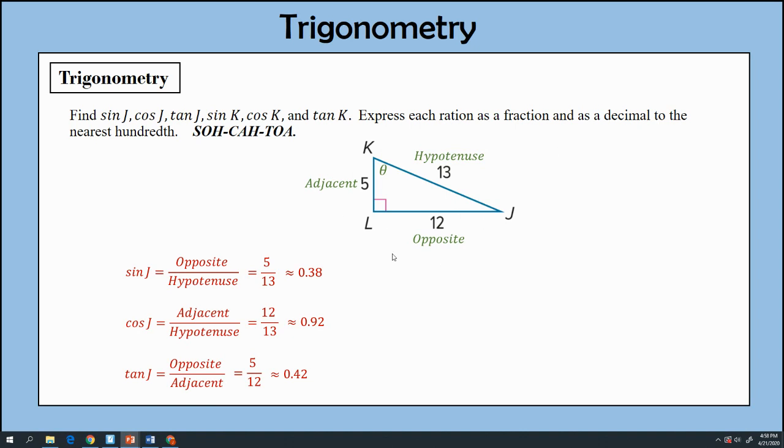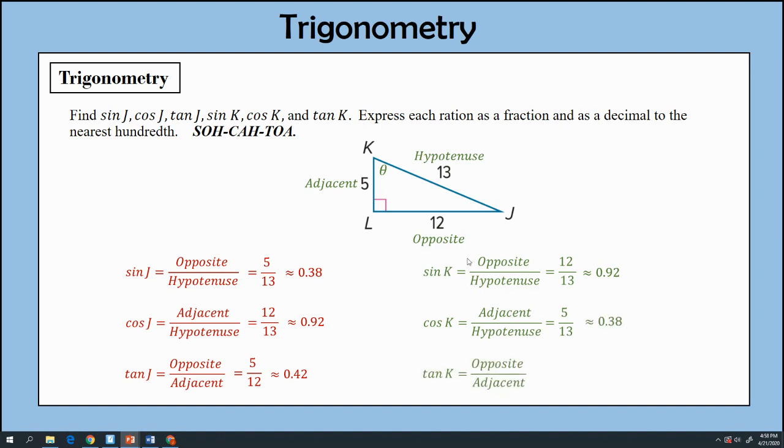But we're going to use the new labels though, and we're going to find the sine of K. So that's opposite over hypotenuse. Opposite is 12, hypotenuse is 13. That's 12 over 13, which is 0.92. Cosine of K is adjacent over hypotenuse. That's 5 over 13. That's 0.38.